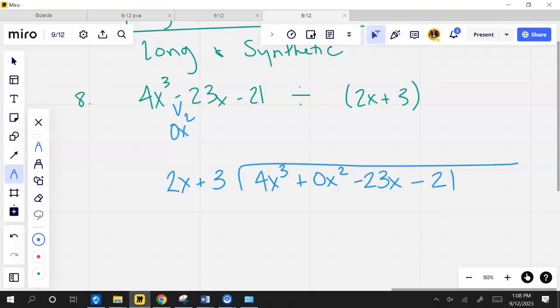In between, because I start with the biggest exponent, I have to have that exponent and everything down below it. All right, what do I multiply 2x by to get 4x cubed? 2x squared.